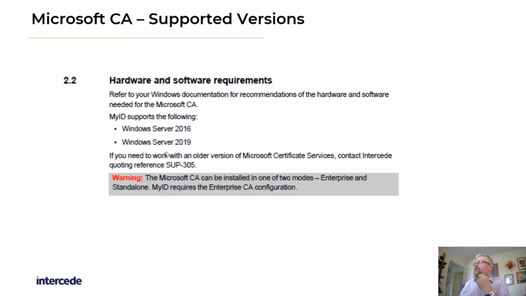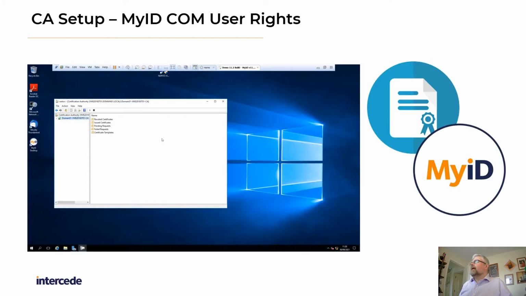The supported versions of the CA are for Windows Server 2016 and Windows Server 2019. Be aware when you're installing that CA, it can be installed in two modes, Enterprise and Standalone. You want the full-featured Enterprise version. This comes as part of the Windows Server software, but make sure you've clicked on Enterprise rather than Standalone. And let's have a look now at actually getting it set up.